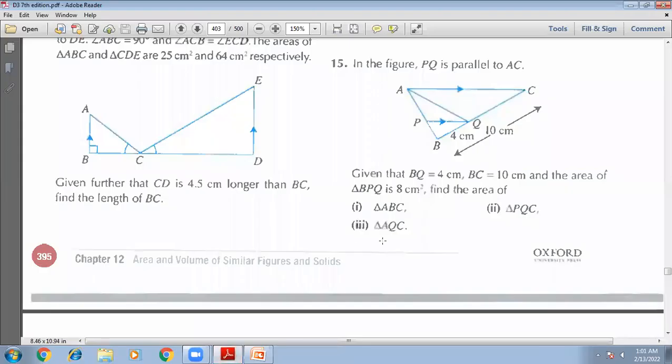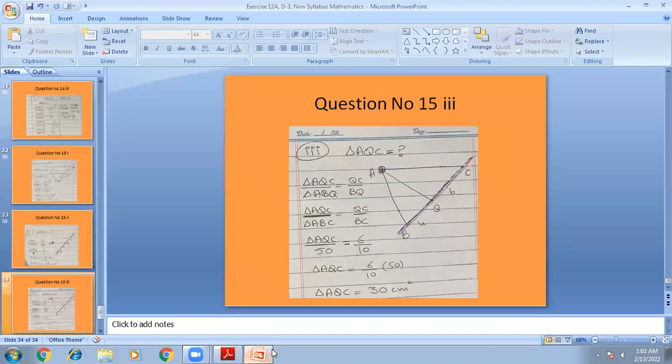Okay, so let's move to the third part. He wants you to find out the area of the triangle AQC. You can see the AQC and the ABC have the same baseline. Their third vertex is common. We know their bases, so very easily I can find the area of the triangle AQC. So let me show you.